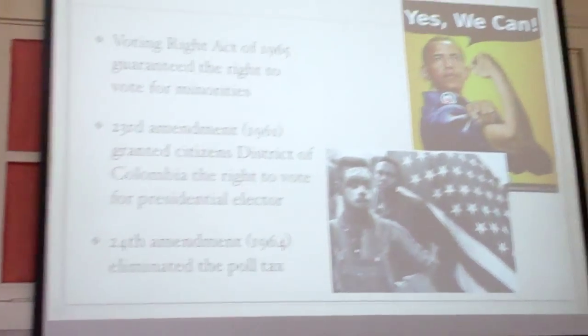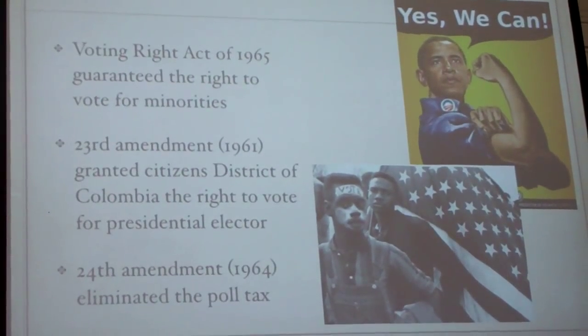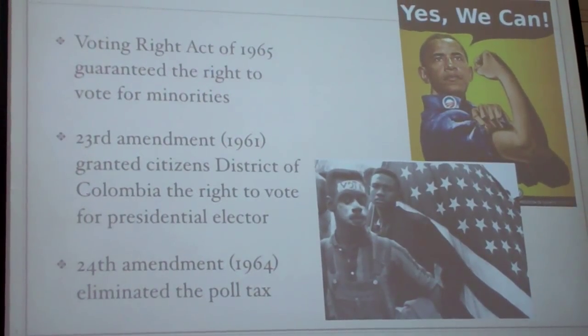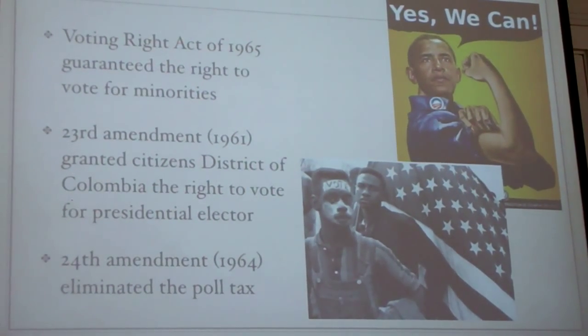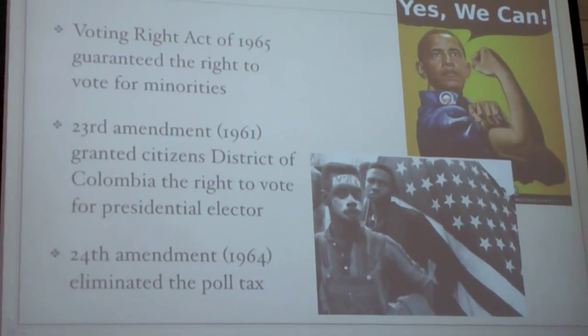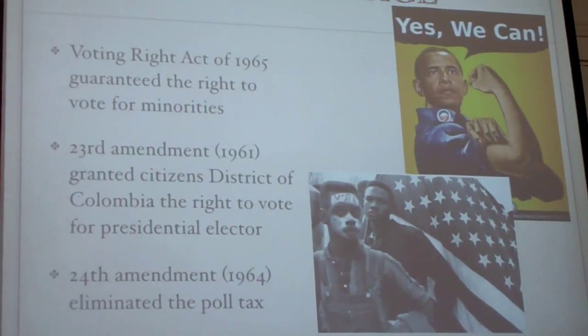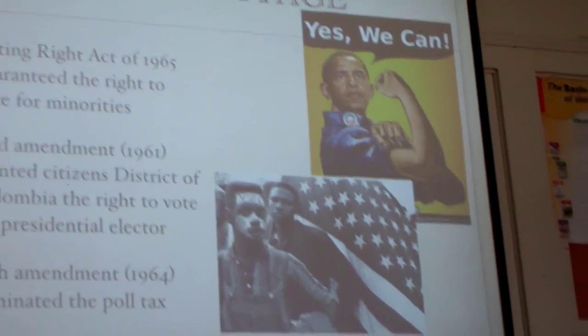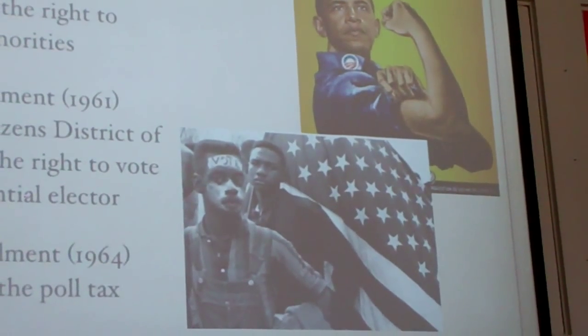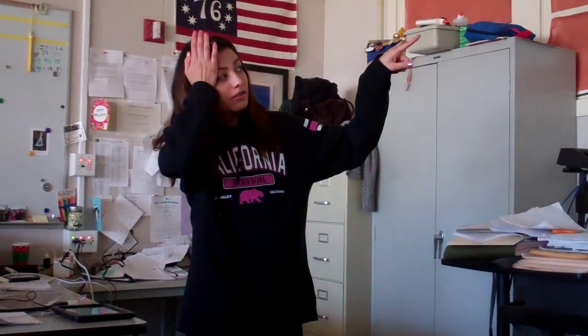The fourth stage, the Voting Rights Act of 1965, guaranteed the right to vote for minorities. The 23rd Amendment in 1961 granted citizens of the District of Columbia the right to vote for presidential electors. The 24th Amendment in 1964 eliminated poll taxes. This is where African Americans were actually allowed to vote, without being stopped. You get me?